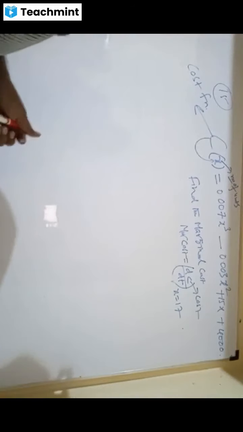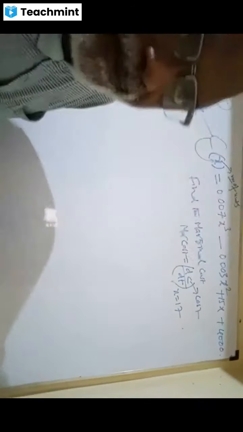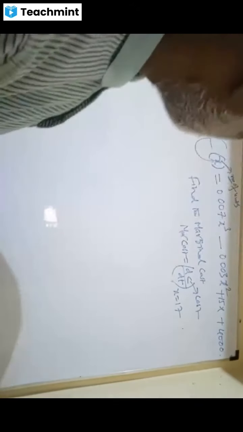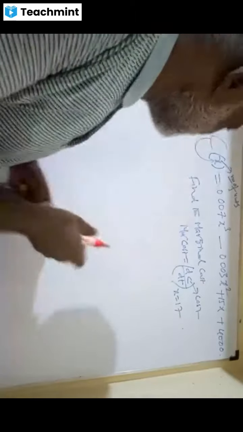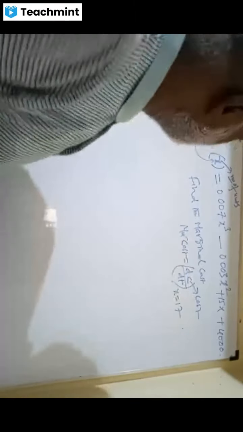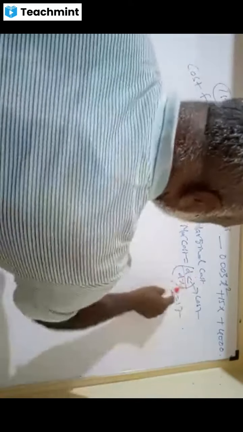Sir, I have a question, sir. Yeah. By definition, what is the meaning of marginal cost, sir? See, how the cost is varying with respect to, dc by dx, it's not t. At x equal to 17, dc by dx means what?